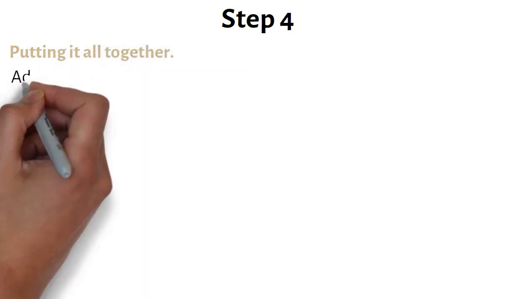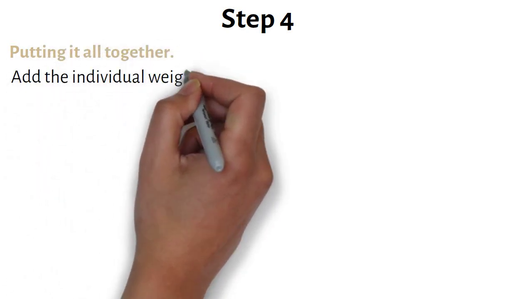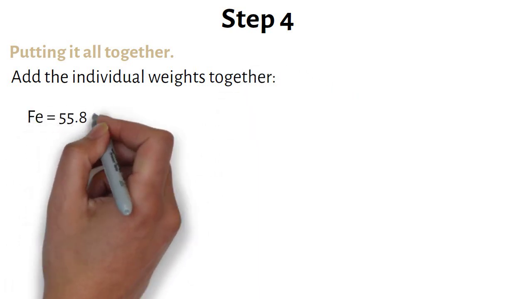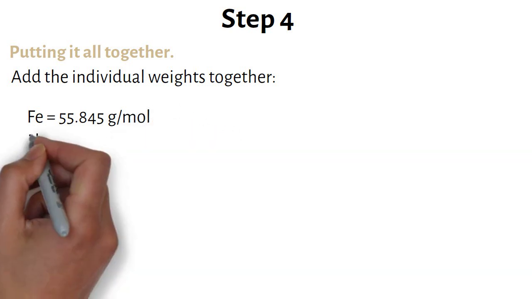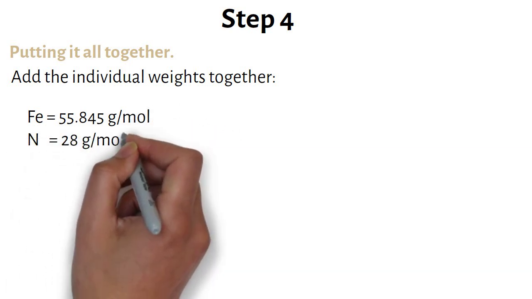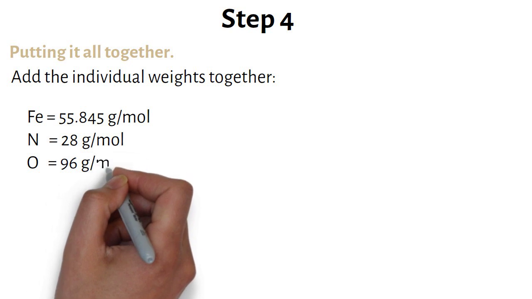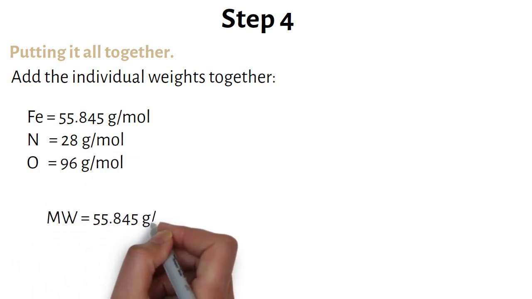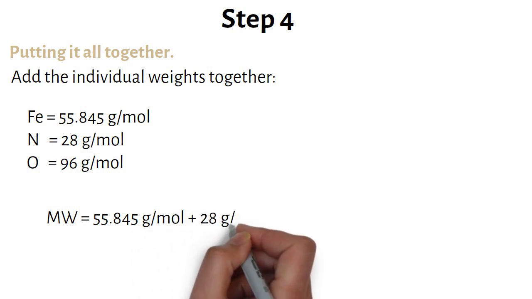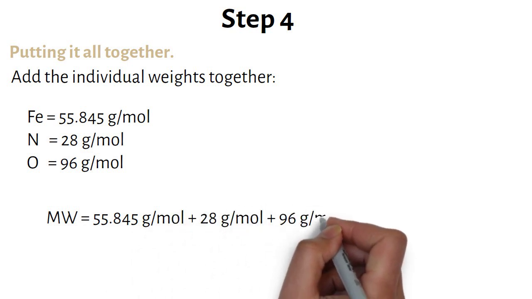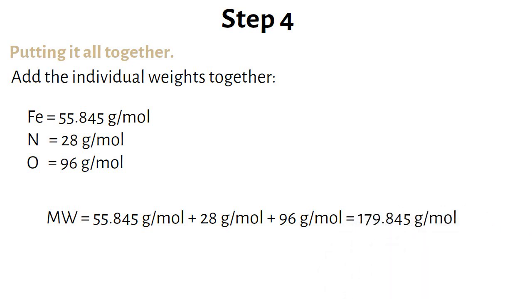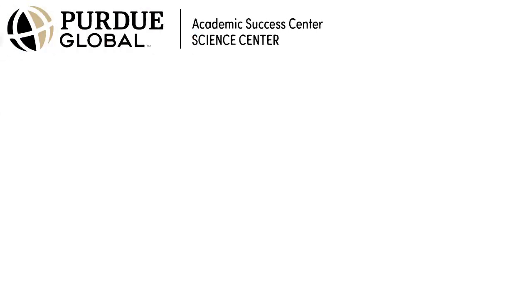In step 4, we'll take all the individual weights we found in step 3 for each element and add them together. For iron, we got 55.845 grams per mole. Nitrogen, we got 28 grams per mole. And oxygen, we got 96 grams per mole. Take these numbers, add them together to get the compound's molecular weight. When added together, the molecular weight comes to a total of 179.845 grams per mole. Thanks for watching, and have a great day.